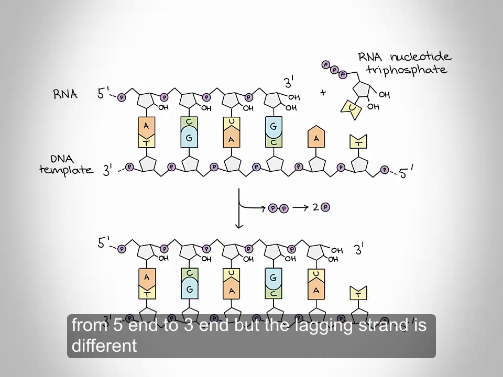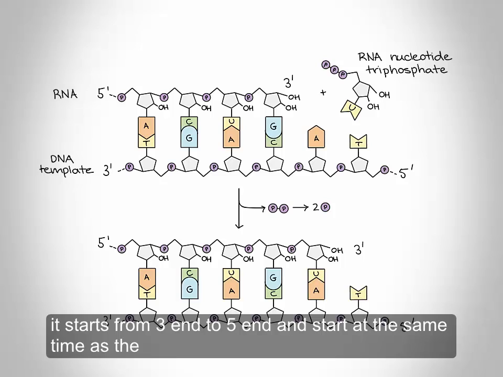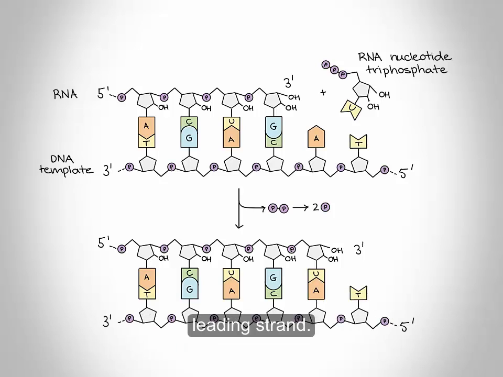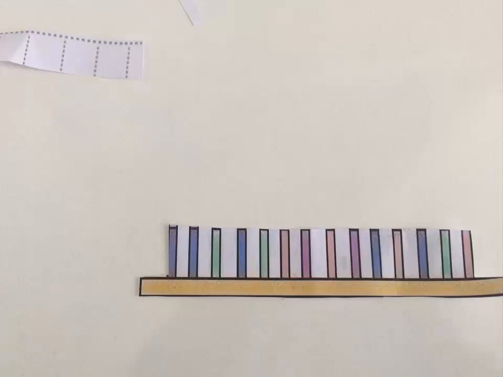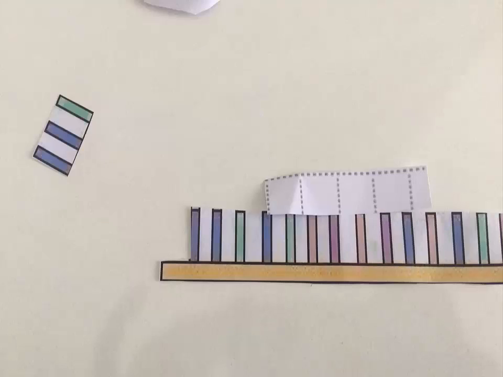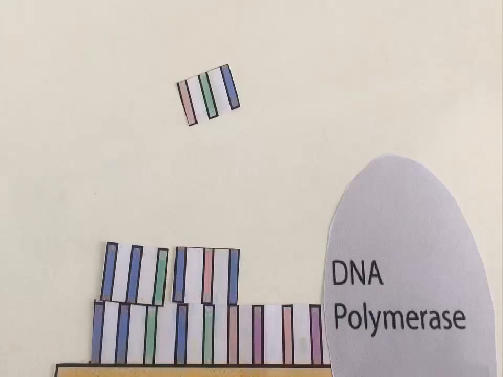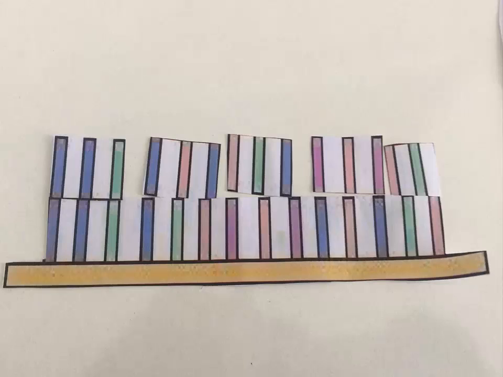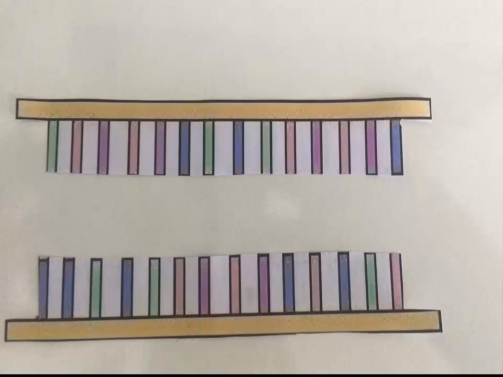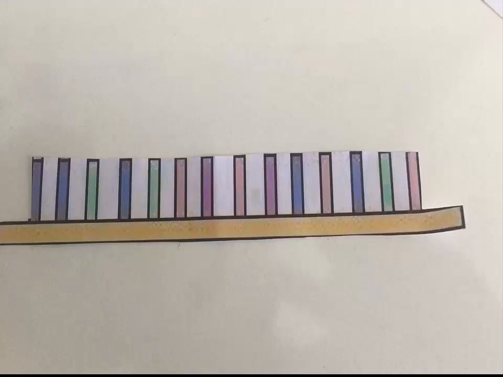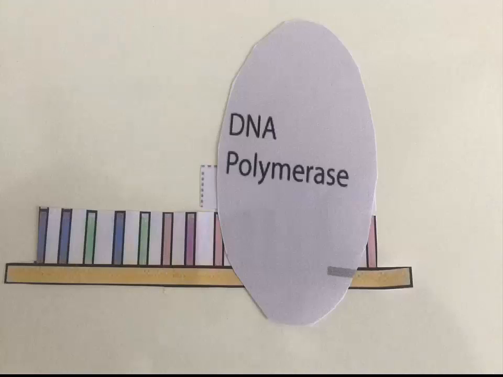But the lagging strand is different, it starts from 3' to 5' and starts at the same time as the leading strand. There's a process called the Okazaki fragment. It's a way to add DNA bases fragment by fragment instead of a nice straight line. Then the leading strand will start with a primer. Then DNA polymerase binds on top of the primer.